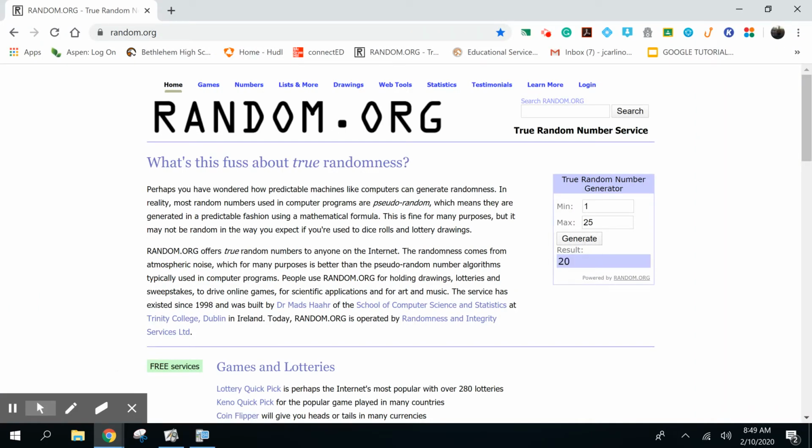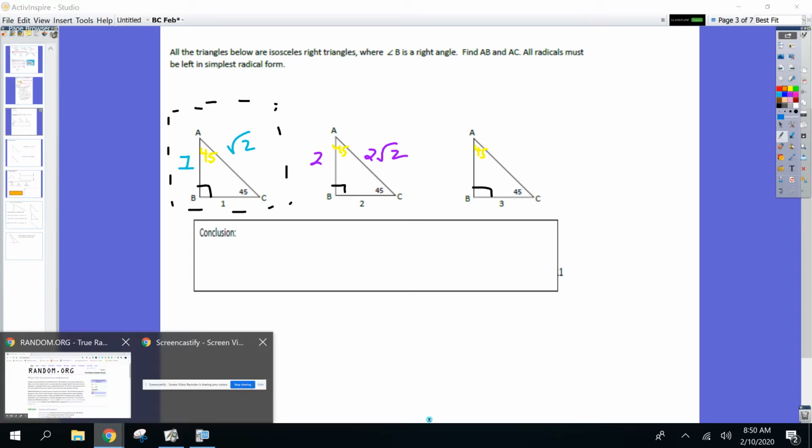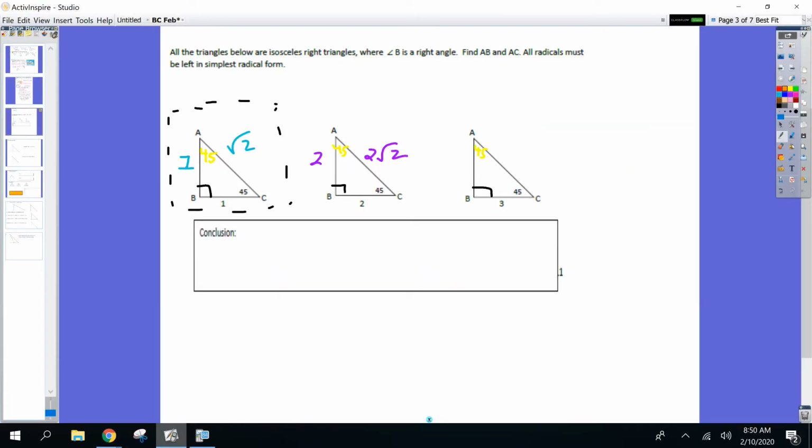Here we go. What's AB? 2. And how about AC? 2 radical 2. All right. One more to establish a pattern. Third triangle. Here you go. AB. And how about AC? Okay. Do we have to do Pythag anymore?